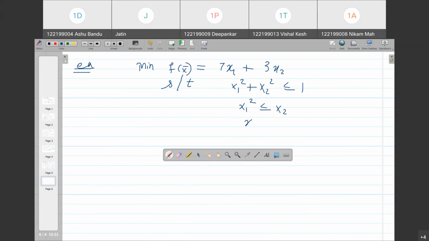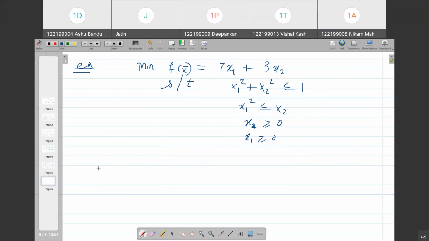Where my x2 is greater than or equal to 0. Let us keep the thing simple: let's take x1 to also be greater than or equal to 0. So x1 and x2 are greater than or equal to 0.